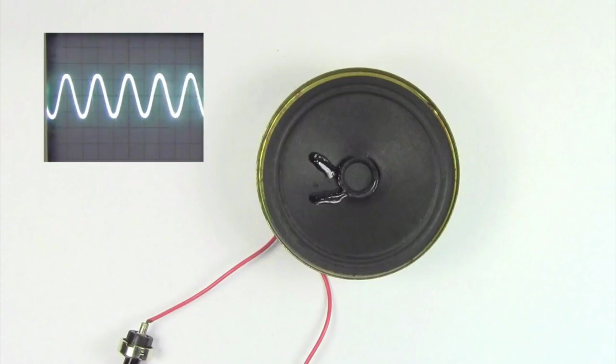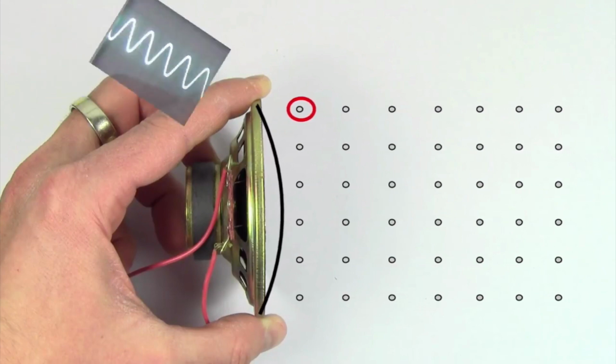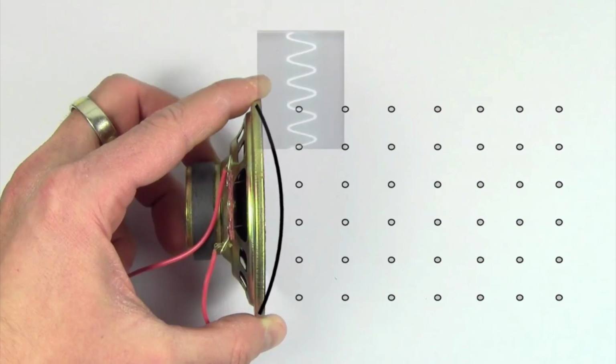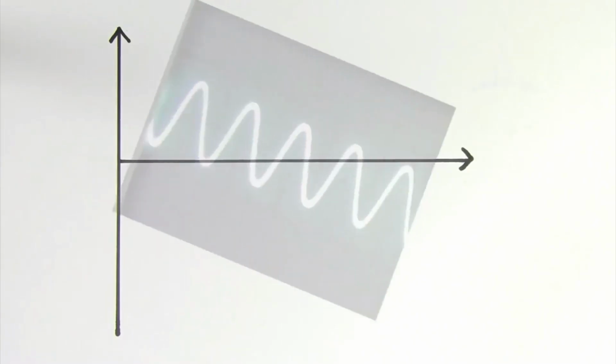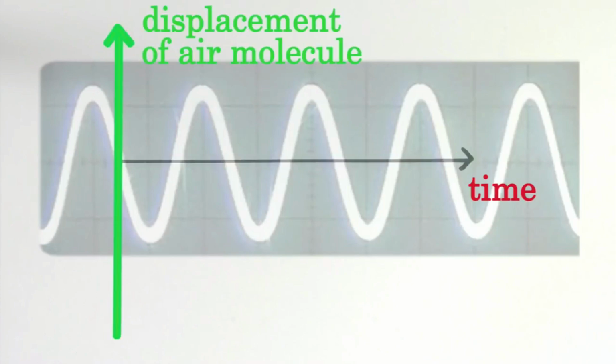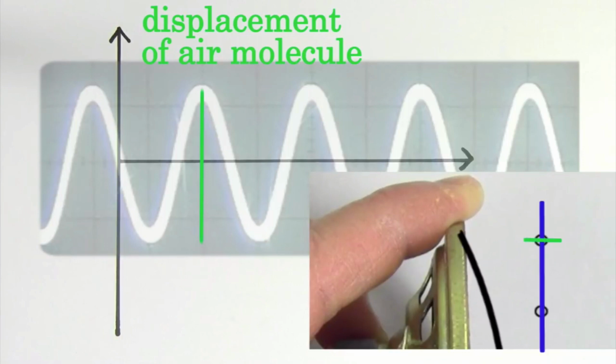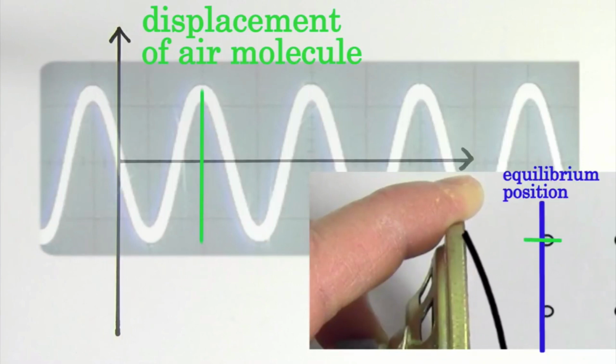We say that this shape represents the sound wave because if we focus on a single molecule of air, we see that it moves back and forth just like a sine or cosine graph. The horizontal axis represents time, and the vertical axis can be thought of as representing the displacement of that air molecule as it oscillates back and forth. The center line represents the equilibrium position, or undisturbed position, of that air molecule.